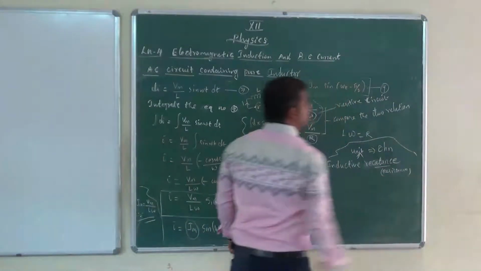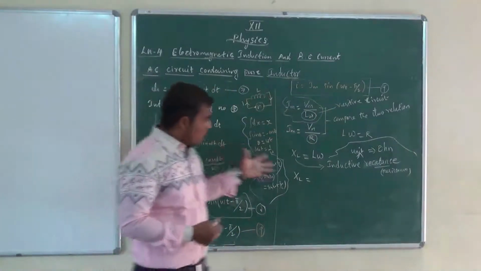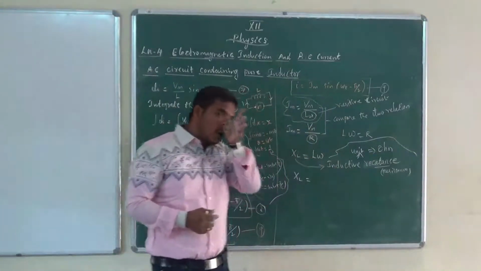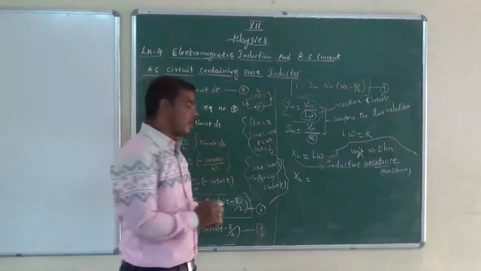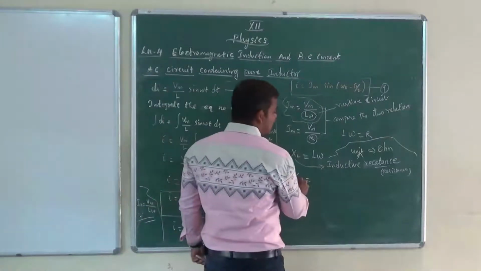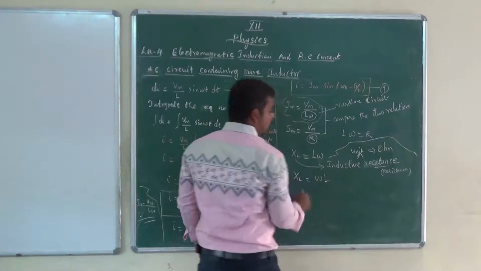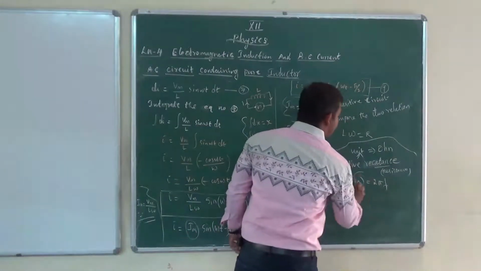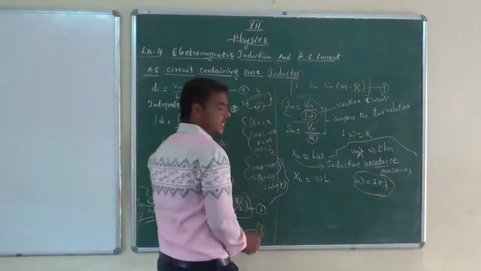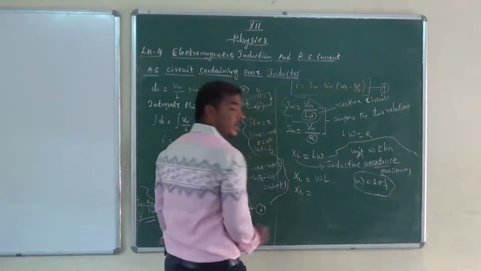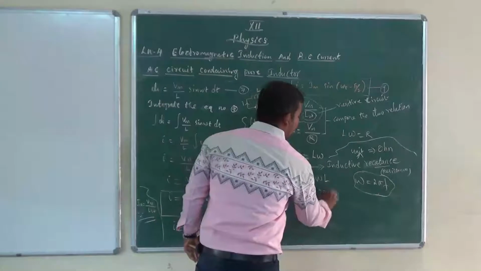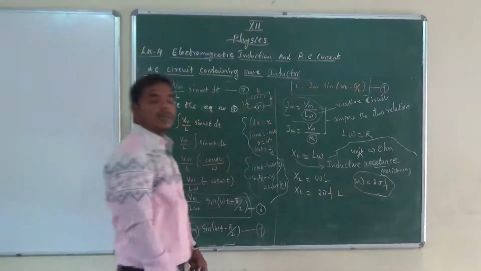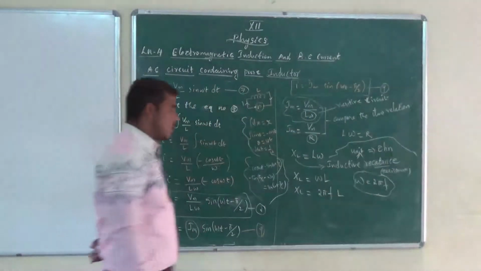What is the unit of resistance? Ohm. So the unit of inductive reactance, what is that? Ohm only. So XL equals omega L. From this equation, what is omega? Omega means 2 pi f, the angular frequency. Substitute now: XL equals 2 pi f into L.